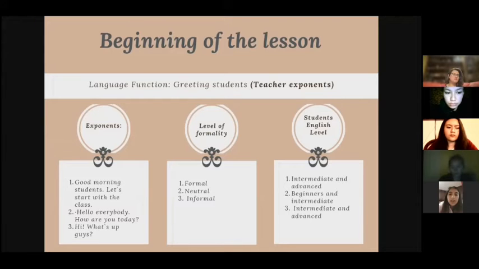Everybody, how are you today? The level of formality is neutral and the student's English level is to beginners and intermediate. And the third is hi, what's up guys? The level of formality is informal and the student's English level is intermediate and advanced.